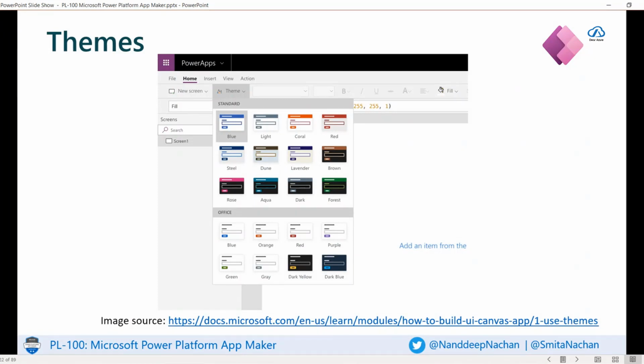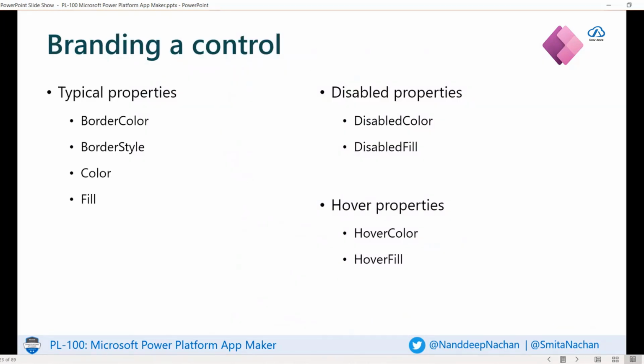These themes have a specific set of default colors and visual elements which will alter the look and feel of your entire app. You can customize a theme by customizing an existing theme. And there is no option to create a custom theme for a canvas app and store it to be used for other apps. The next one is branding a control.